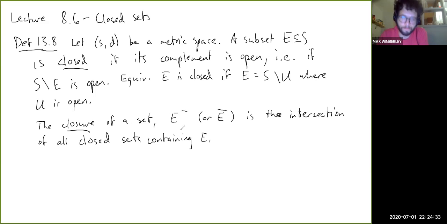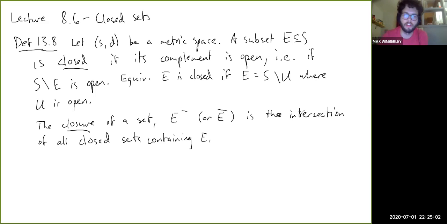So this closure exists for any set, any subset of S, right? So you can take the closure of any subset of S. It doesn't have to be open. It doesn't have to be closed or anything. You can make this definition for any set in S. And of course, if E starts off being closed, then taking the closure will end up doing nothing, although you have to actually prove that. But yeah, this is a useful thing to be able to talk about.